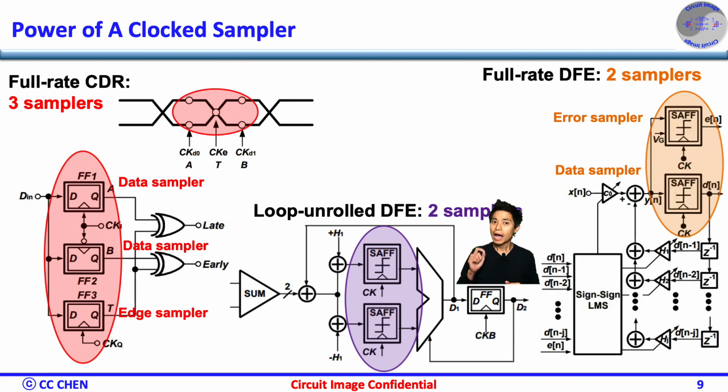If we have a timing constraint in the DFE, we may need to apply loop unrolling DFE, and the DFE's number of samples is doubled. Usually, with the full-rate receiver at a very high speed, most people will need 7 samples, and the total power will go up if we do not pay attention to reducing the power of a clock sampler.